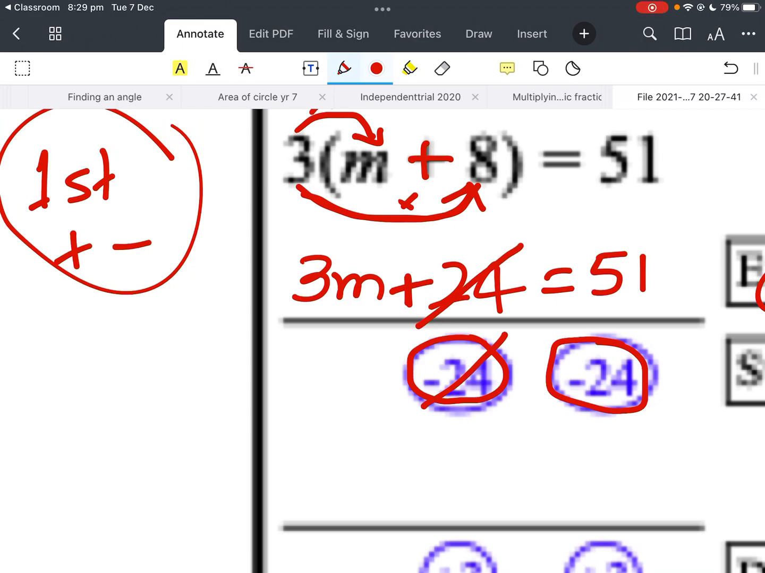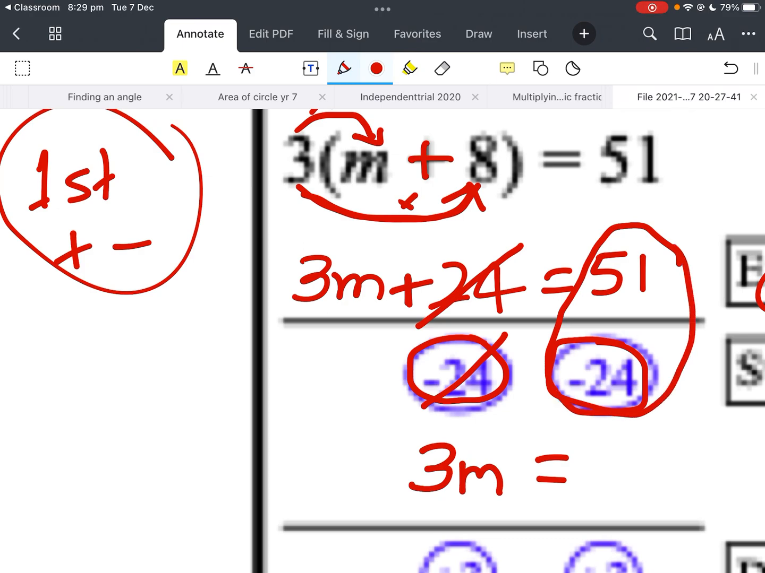Remember, we do that vertically, going down. I'm left with 3m on the left-hand side of the equals. And I'm left with 51 take away 24 on the right-hand side. So 51 take away 20 is 31. And 31 take away 4 is, hopefully, 27.